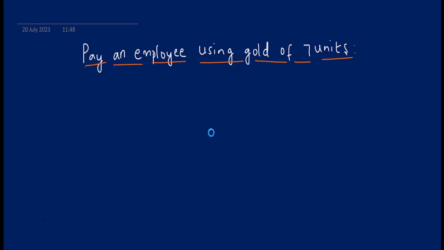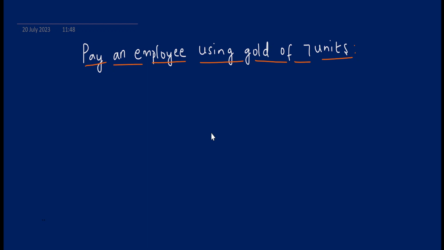Now, let's look into one more interesting and most asked interview puzzle: paying an employee using a golden rod of 7 units. Now, let's see the problem statement.